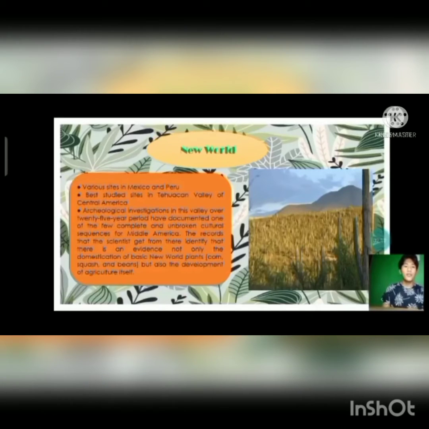So, let's go now to the New World. There are various sites in Mexico and Peru. The best studied site is the Tehuacan Valley in Central America. Archaeological investigations in this valley over a 25-year period have documented one of the few complete and unbroken cultural sequences for Middle America. The records that the scientists get from there identify evidence not only of the domestication of basic new plants, including corn, squash, and beans, but also of the development of agriculture itself.